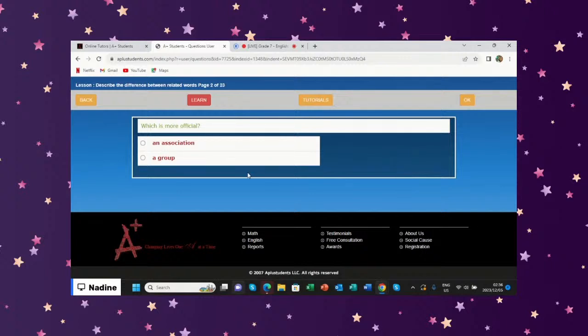And if we look at the difference between a group and an association, usually a group of members can be defined as an association. An association can be defined as a group of people who come together in pursuit of a common interest, or whatever goal that they have. So this group of people come together and we call that an association.